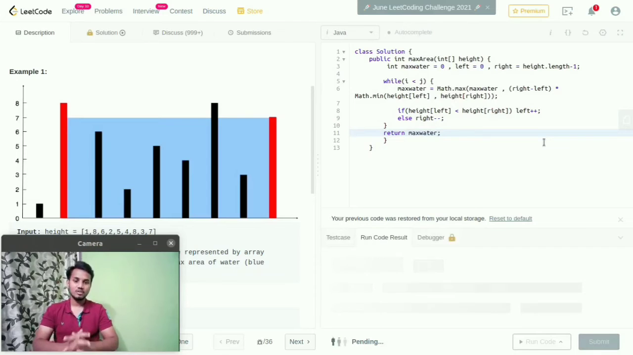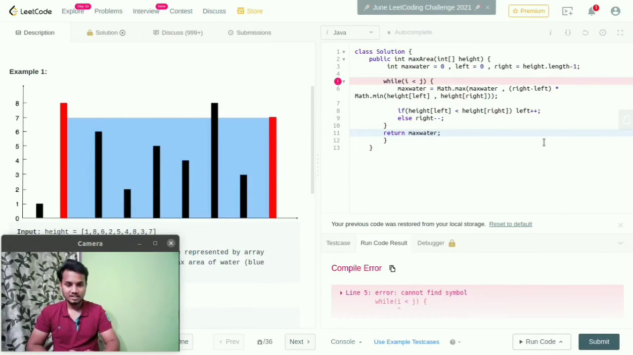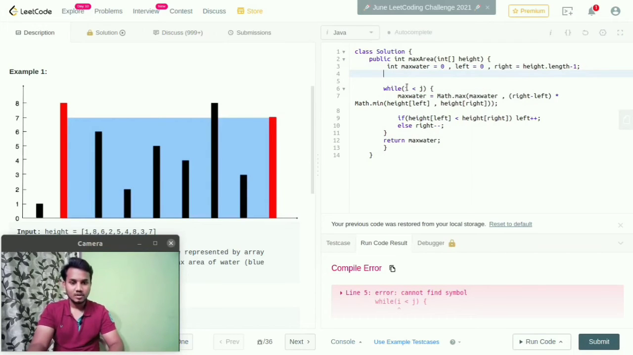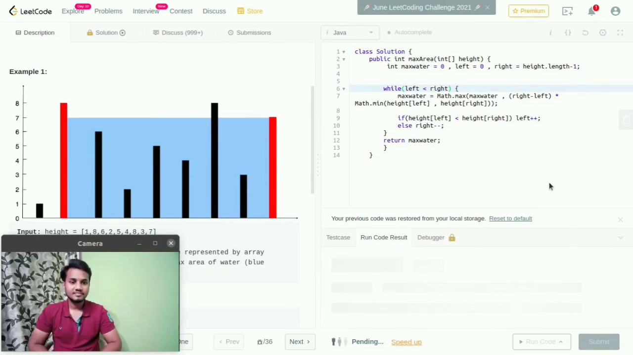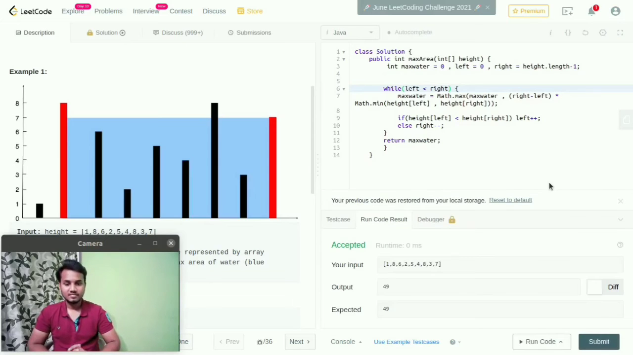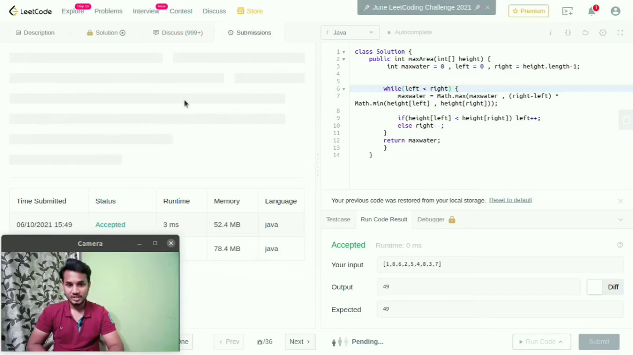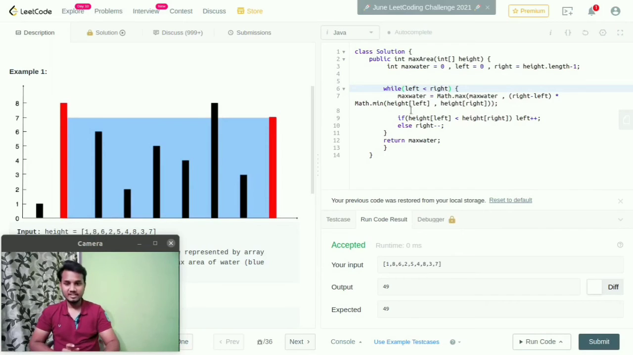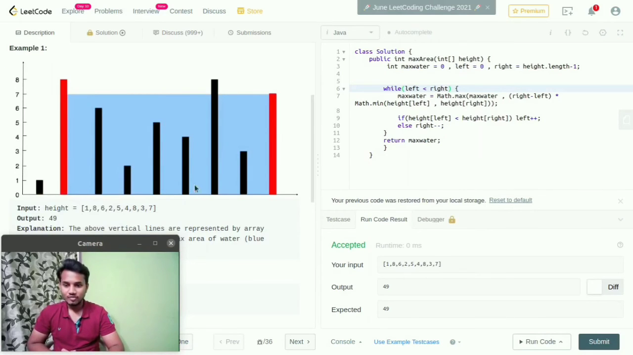Now I will run this code and check whether any error is there or not. Here: cannot find symbol. Okay, in the while condition, instead of i I can mention left comma right. Now I will run this code. Okay, accepted. Now I will submit this code. Success.